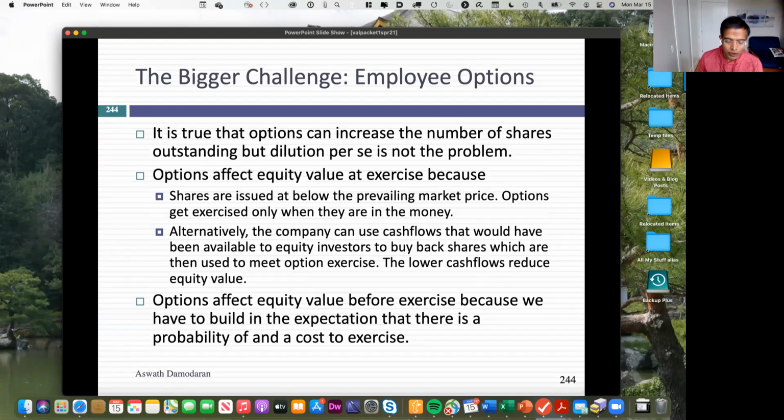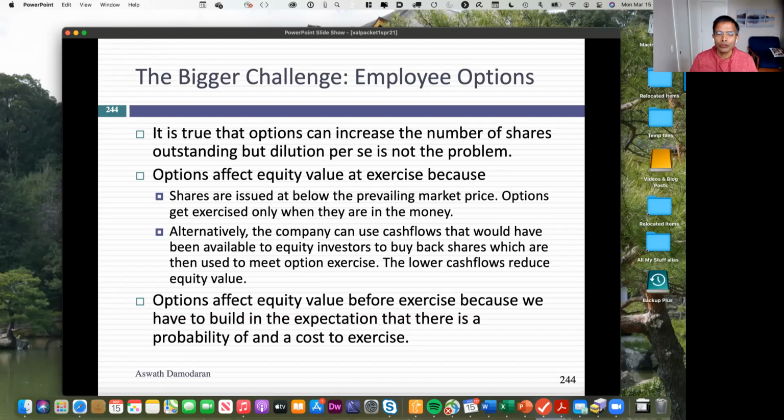And the reason options matter is because you gave that fixed price. If you just gave employees the option to buy shares at whatever the prevailing market price is, nobody would care. And because they're at a fixed price, they will get exercised only if the market price is much higher than that strike price, right? No employee in his right mind will choose to exercise options if the market price is 20 and the strike price is 3.